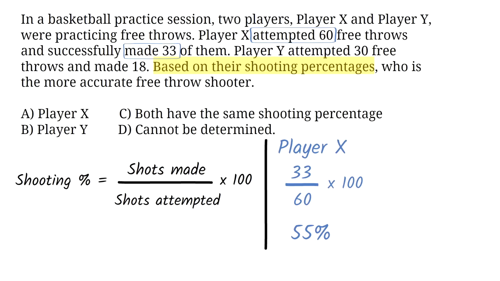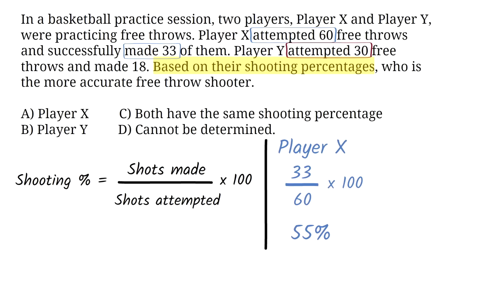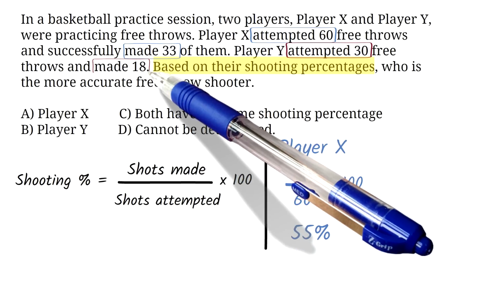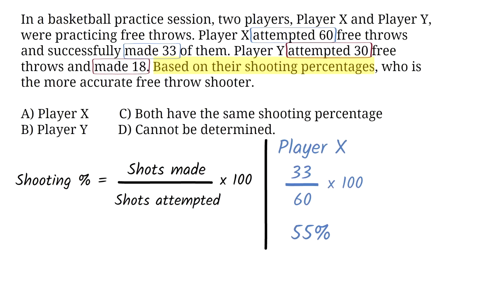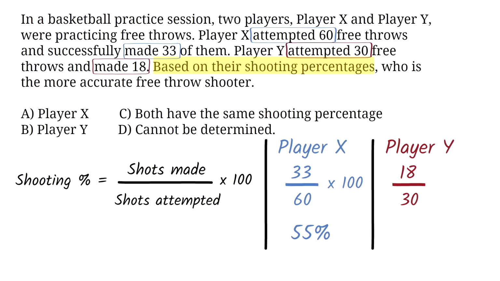From the question, player Y has attempted a total of 30 free throws. Out of these, player Y has successfully made 18 shots. To calculate player Y's shooting percentage, divide the number of successful shots, 18, by the total number of attempts, 30. Then multiply by 100. We do this on the calculator to get 60%. So player Y's shooting percentage is 60%.